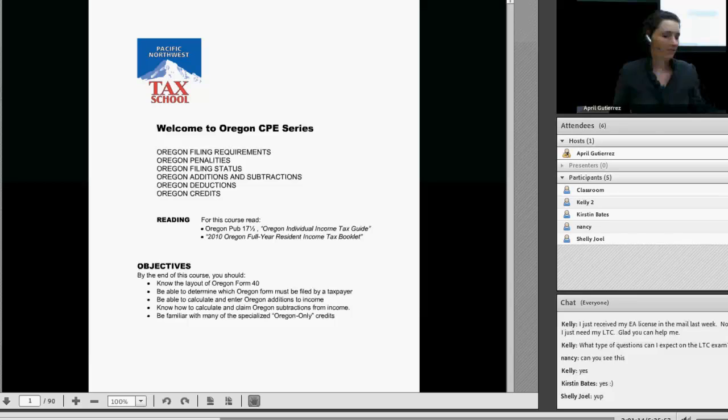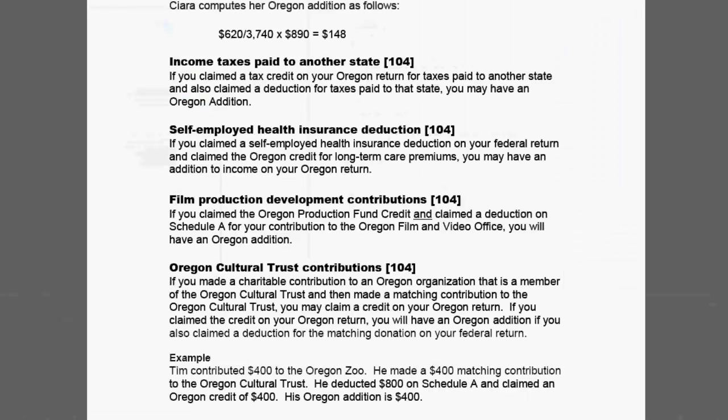And in all the years I've been doing tax returns since the Oregon Cultural Trust credit came out, I've had like one client do it. It really surprises me. So on the Oregon Cultural Trust, you take advantage of that opportunity to make your contribution to the trust. You claim a deduction on both the Oregon return and the federal return. You claim a credit on Oregon as well. And since you are double deducting on Oregon, that's why you will have an Oregon addition.